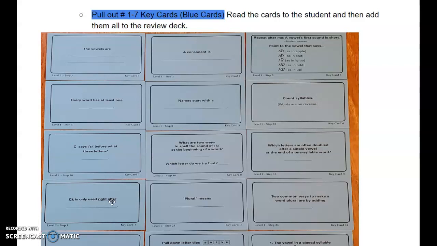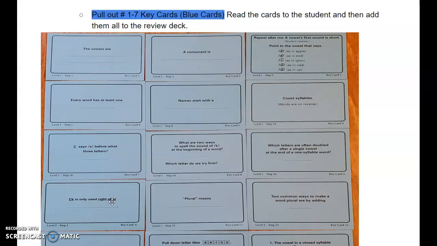For the first session, we are only going to do key cards 1 through 7, and then based on their assessment, they could have all of the cards listed below added into their deck. If they test out of the entire level 1, they will still be added into their review deck. They will not have to practice any of the words with those concepts. They still need to know every single concept. So because this is a new concept, you're just going to read the cards to the students and then add all of them onto the review deck.